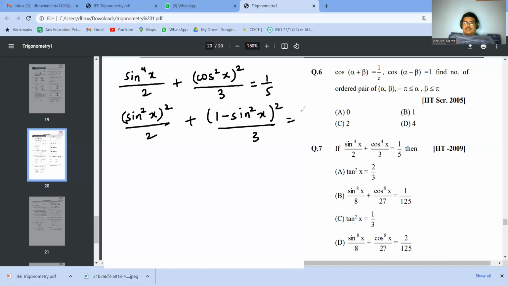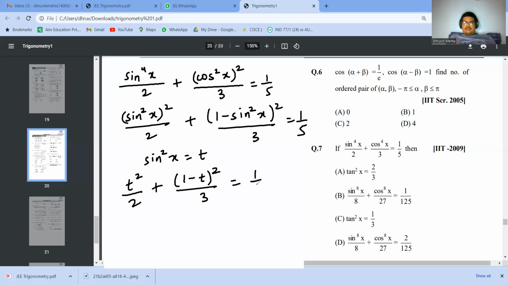Now I am making one substitution. I am taking sin square x as t, because I don't want to write sin square x again and again. So this will be t square by 2 plus 1 minus t the whole square upon 3 equal to 1 by 5. Can you guys solve this? This is now quadratic. Solve it completely. Quadratic should mostly work by splitting the middle term. If not, then go for the formula method. Tell me the values of t after solving this.